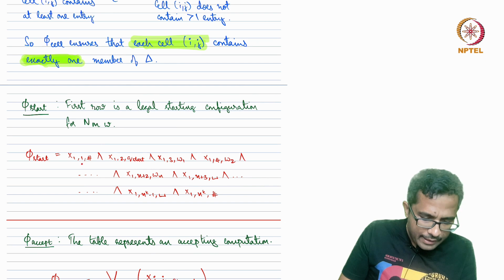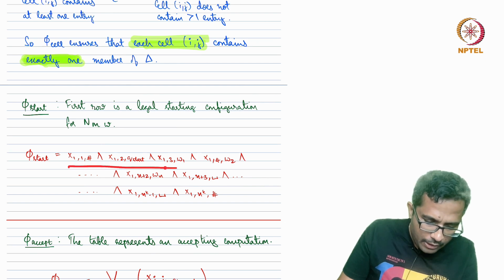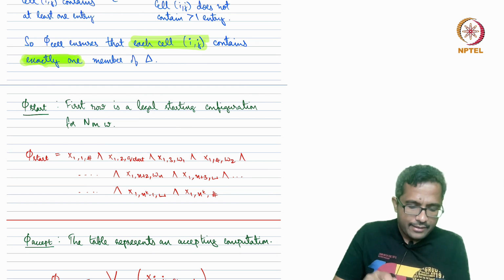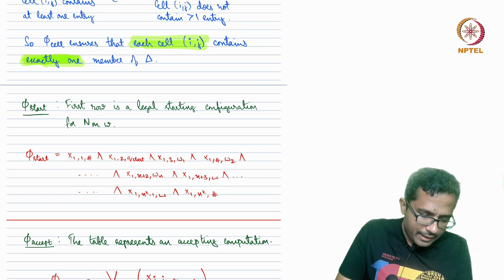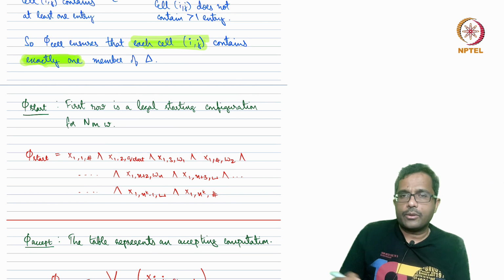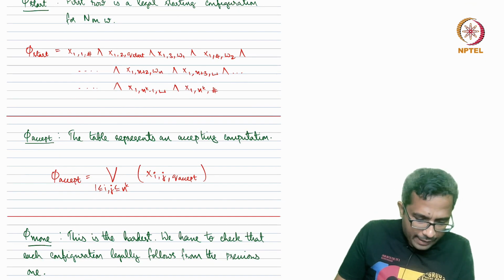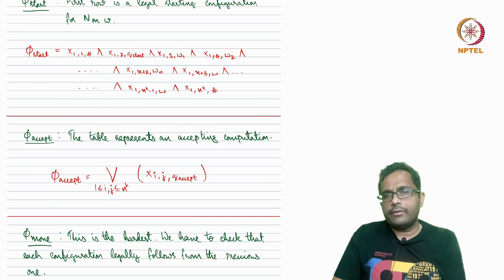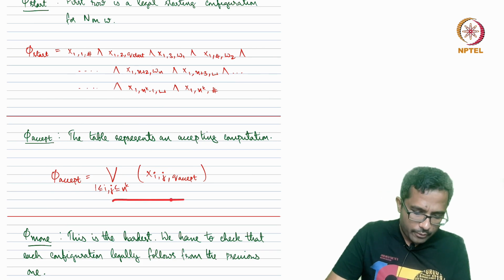Similarly, phi start is basically x_{1,j} with a specific symbol. So this formula also can be encoded in a loop. It's a very clearly structured kind of formula, which can easily be written down in a program. And phi accept, you just have x_{i,j,q_accept}, where i and j all vary from 1 to n^k, right? So this is also straightforward.